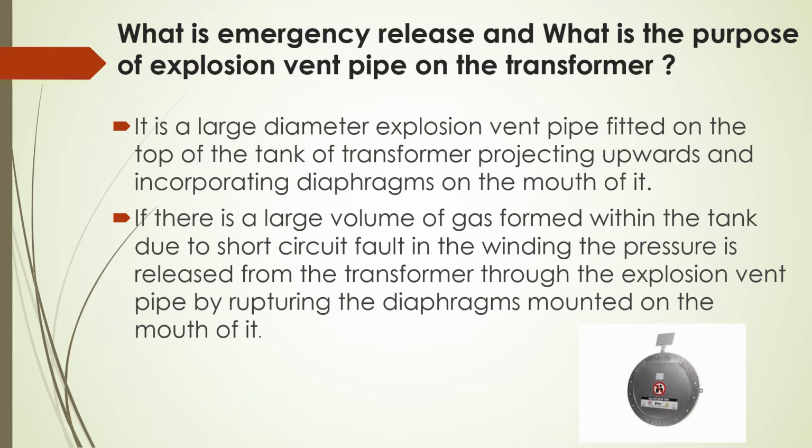If there is a large volume of gas formed within the tank due to short circuit fault in the winding, the pressure is released from the transformer through the explosion vent pipe by rupturing the diaphragms mounted on the mouth of it. Basically, it is a mechanical protection provided to protect the transformer tank.